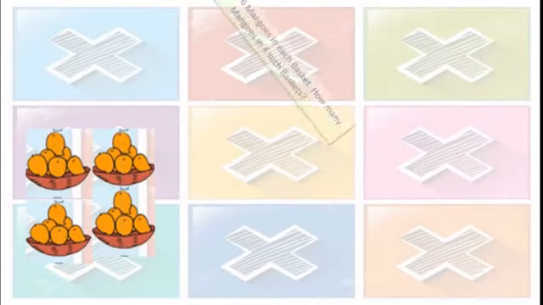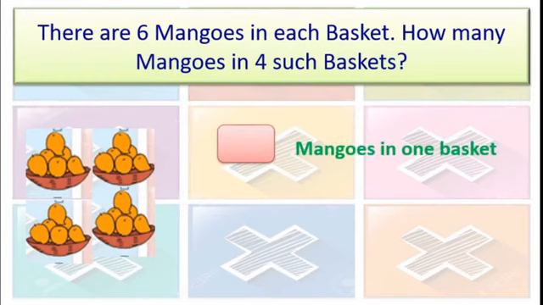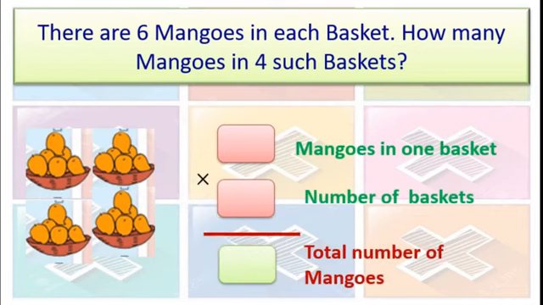This is a mango sum. There are 6 mangoes in each basket. You can see here, correct? How many mangoes in 4 such baskets? Here, first we will write down mangoes in one basket multiplied by number of baskets. That give us the total number of mangoes.